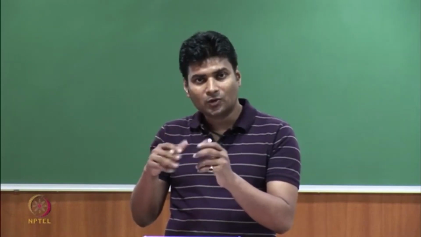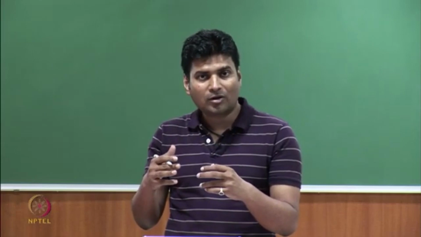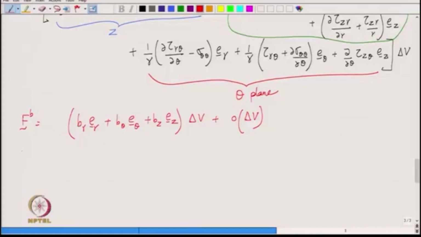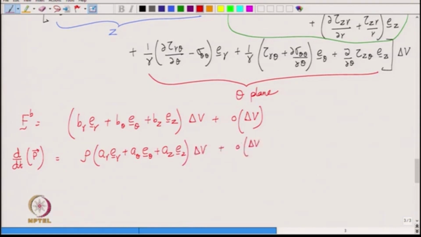Luckily, these terms do not change when we work in the cylindrical coordinate system. So, the right hand side, basically d/dt of p, simply becomes rho times a_r E_r plus a_θ E_θ plus a_z E_z. So, we have decomposed the acceleration along E_r, E_θ and E_z, okay, multiplied by delta V plus little o of delta V.